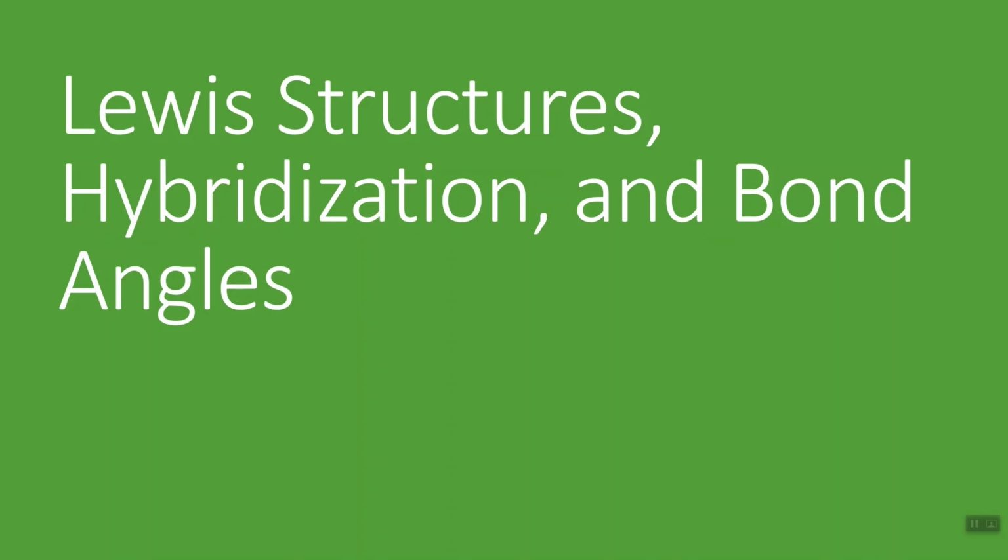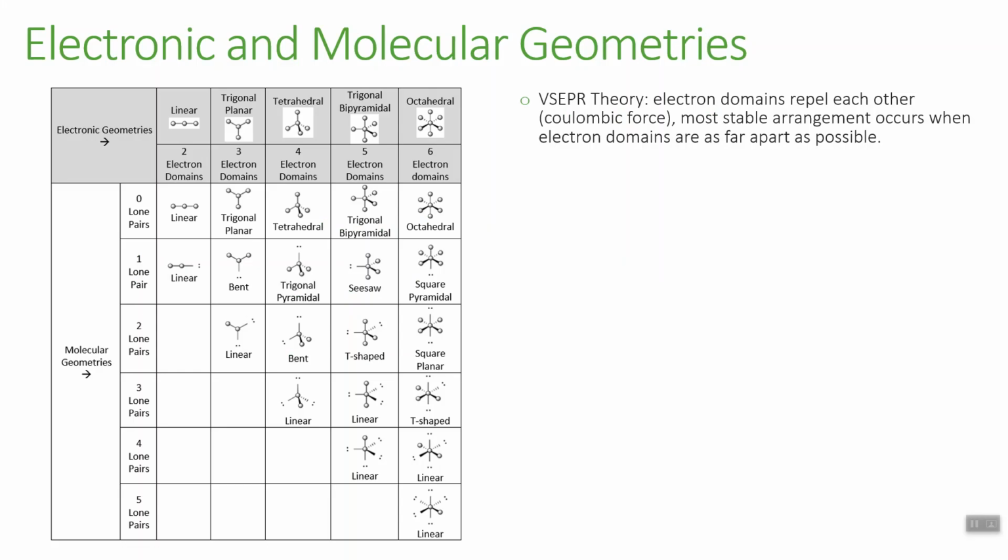Lewis structures, hybridization, and bond angles. So in this video, we're going to be talking about electronic and molecular geometries and what impact that has on the angle, the bond angle within the molecule.